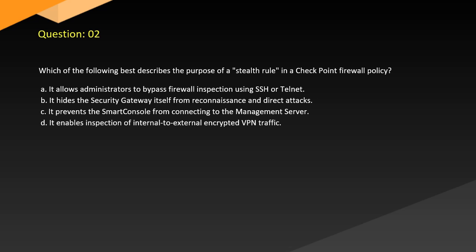Question 2. Which of the following best describes the purpose of a stealth rule in a Check Point firewall policy? A. It allows administrators to bypass firewall inspection using SSH or Telnet. B. It hides the security gateway itself from reconnaissance and direct attacks. C. It prevents the SmartConsole from connecting to the management server. D. It enables inspection of internal to external encrypted VPN traffic.